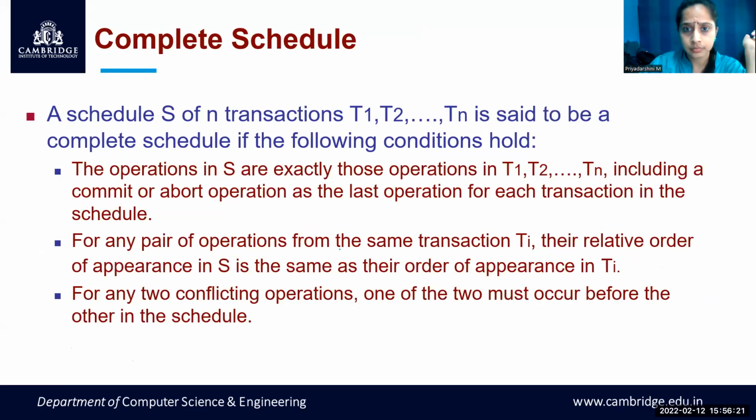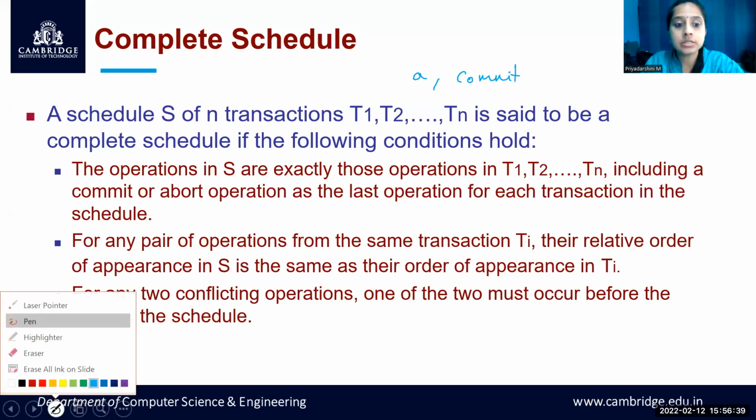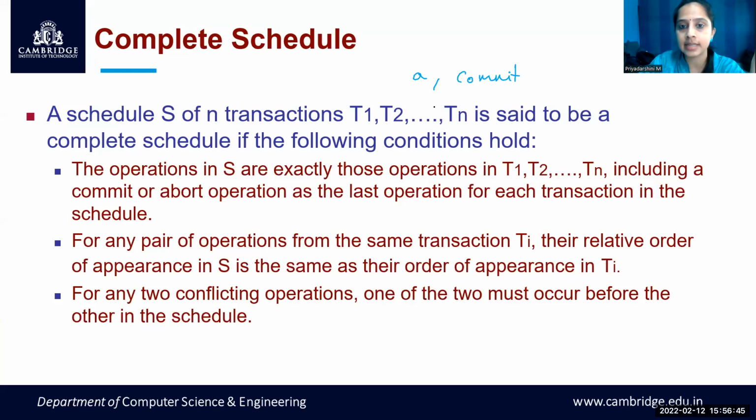Complete schedule. When you say it is a complete schedule, all the transactions have their operations and at the end, it should be written either as abort or as commit. That means it is complete. If nothing is written, how do you say whether the transaction is yet to have some information or not? We can't guarantee. So that's what it says.